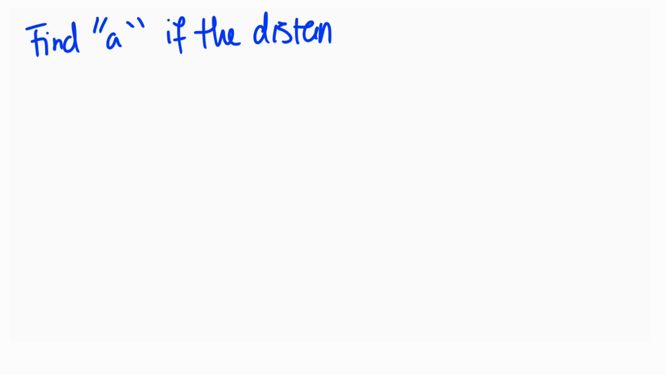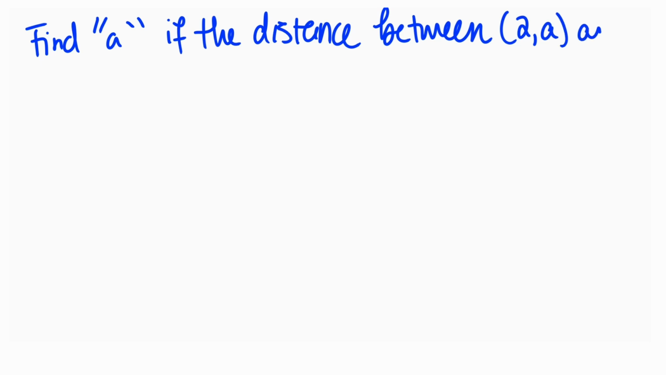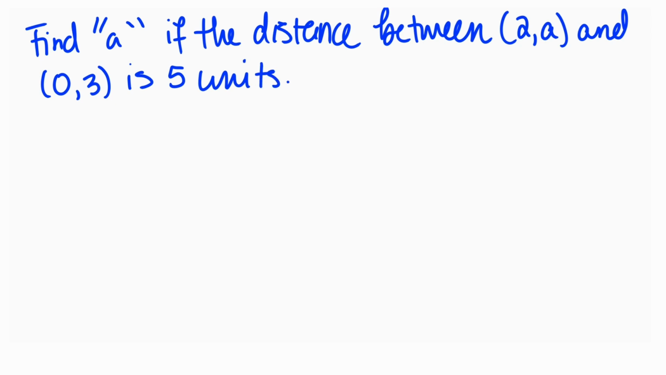Now, let's say I ask you to find the variable a, if the distance between the 2 points, let's say (2a, 0) and (3, 5)... sorry, (2, a) and (0, 3), is 5 units. All right, again, pause the video, give this a shot, and come back when you're ready.